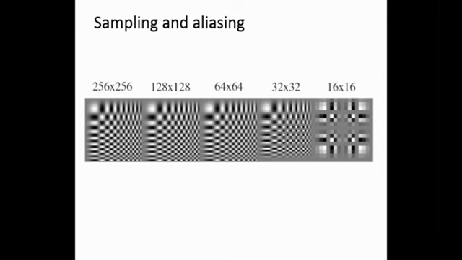Here's another example. Here we start with a checkery pattern at 256 by 256. At first, when I start subsampling, it looks fine. But then as I go to extremes, it doesn't look like a low-resolution version of this. It has different patterns in it. These different patterns emerge because I've undersampled without properly preparing the signal.